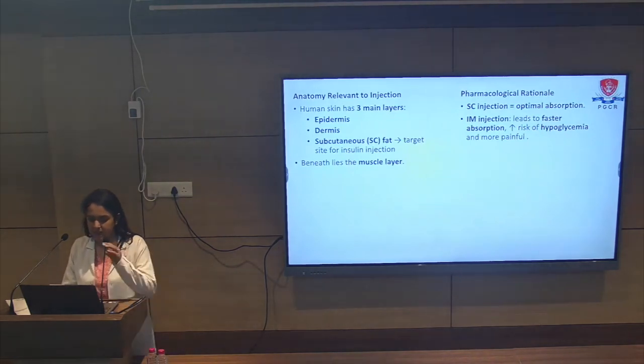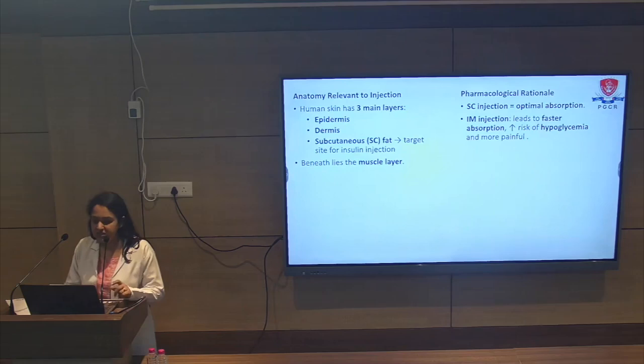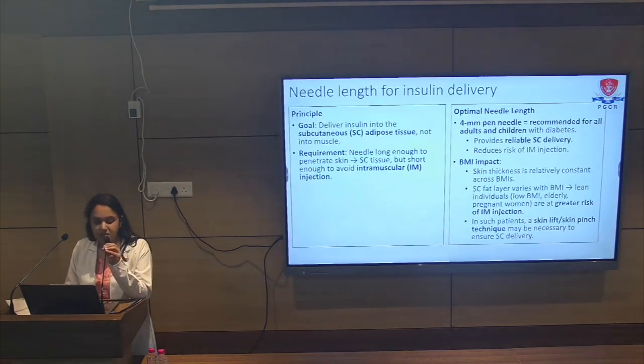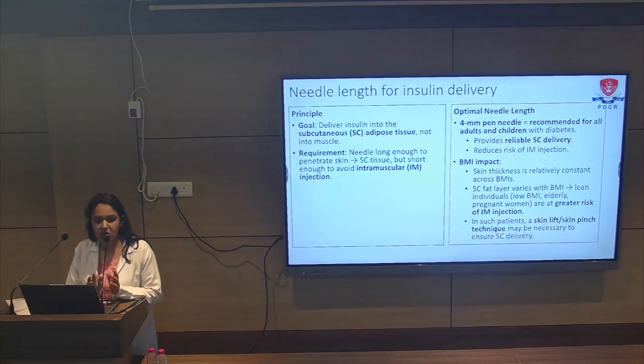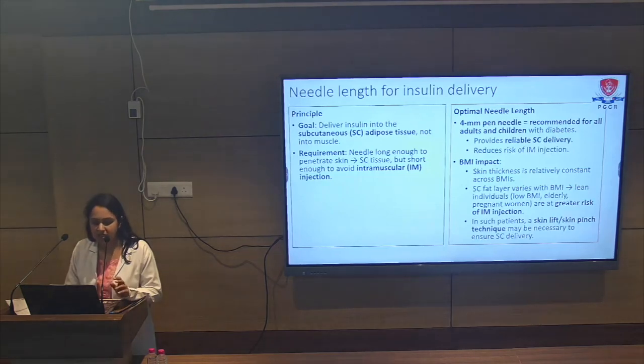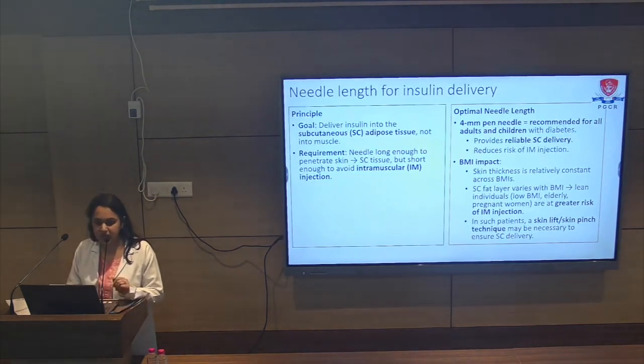Now the goal is to deliver insulin into the subcutaneous adipose tissue and not into the muscle. The subcutaneous injection has optimal absorption, but if we give it IM, it leads to faster absorption and increased risk of hypoglycemia, and it is even more painful. Now the needle length for insulin delivery should be long enough to penetrate the skin and reach the subcutaneous tissue, but short enough to avoid intramuscular injection. So a 4 millimeter pen needle is the optimal recommendation for all adults and children with diabetes. It provides reliable subcutaneous delivery and reduces the risk of IM injection.